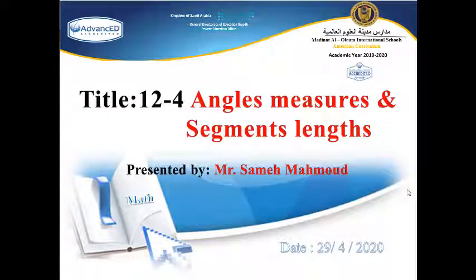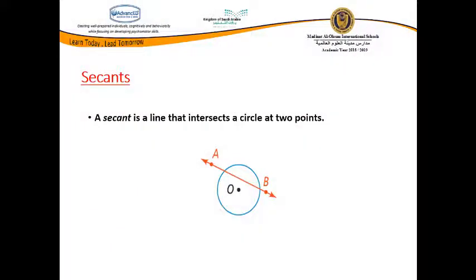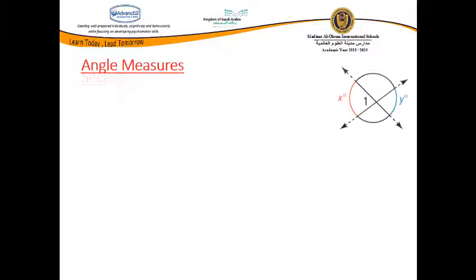Hello everyone, good morning. Our lesson today is about angles, measures and segment lengths. At first, let me define what a secant is. A secant is a line that intersects the circle in 2 points, like the secant here. As you see, the secant AB intersects our circle in 2 points.